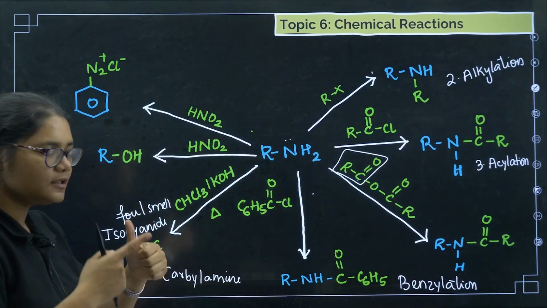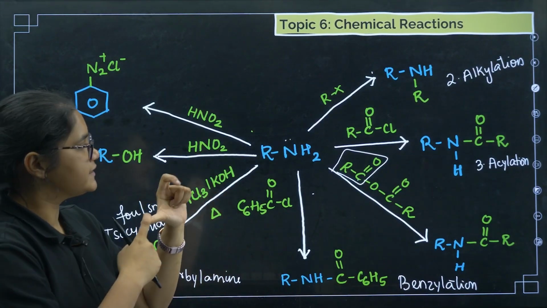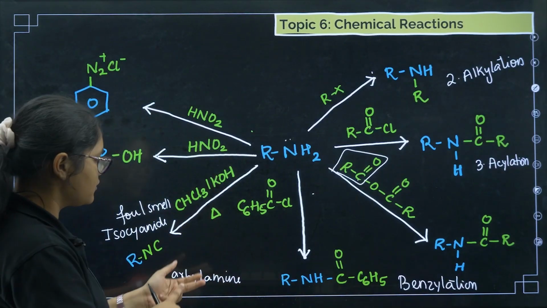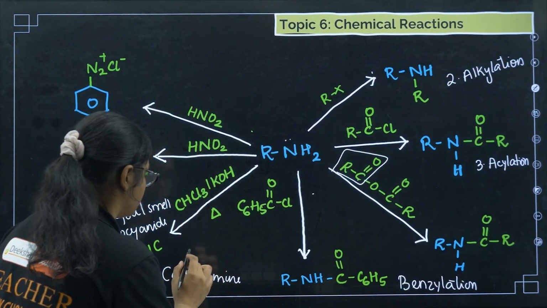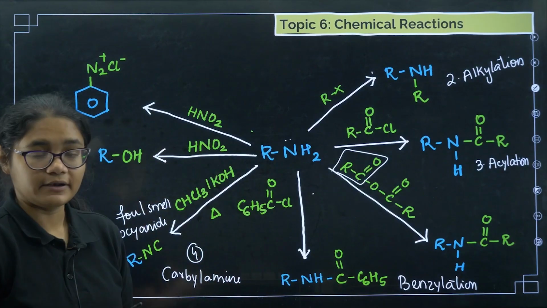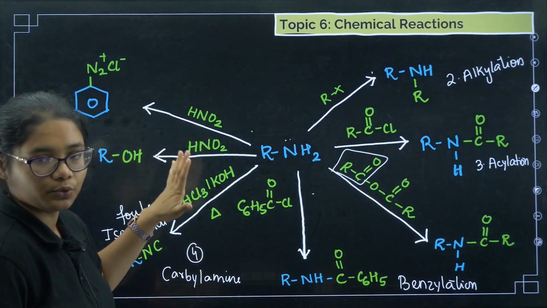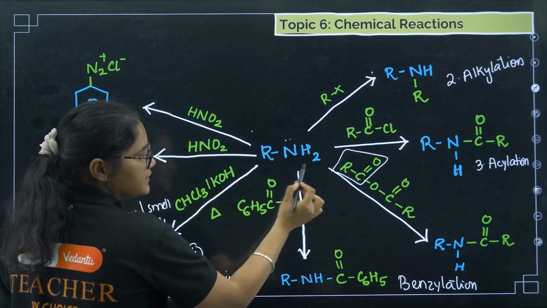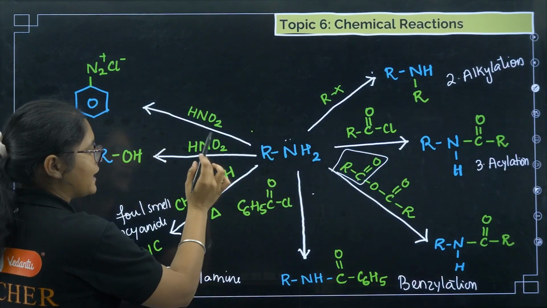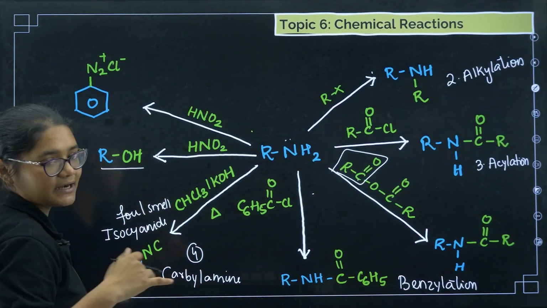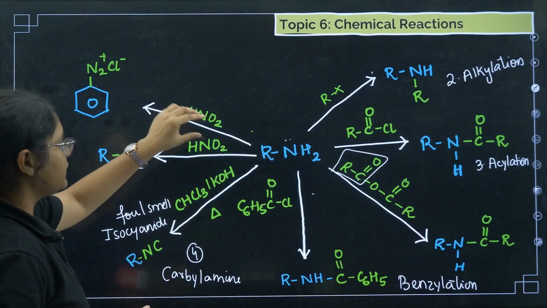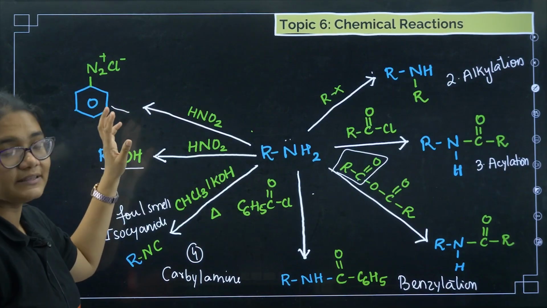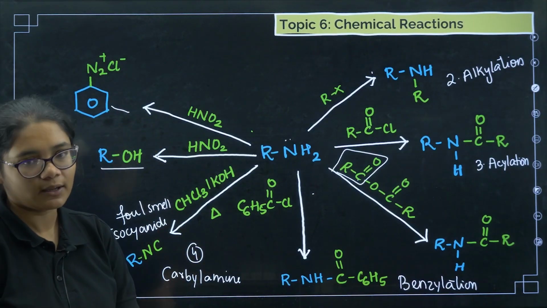So first was basicity, second was alkylation, acylation, and next, the fourth one, is carbylamine. Next was reactions with HNO2. Here also very different things are there. Two important things: if it is an aliphatic amine and you react with nitrous acid, you will get ROH, that is alcohol. But if it is an aromatic amine and you react with HNO2, you will get N2+Cl-, that is benzene diazonium chloride.